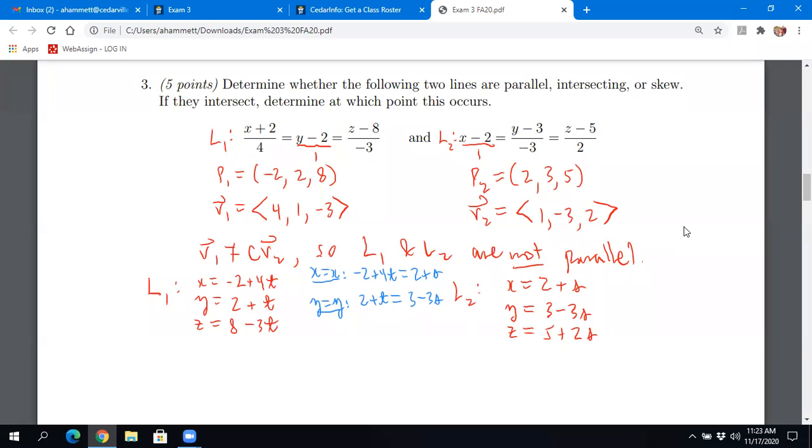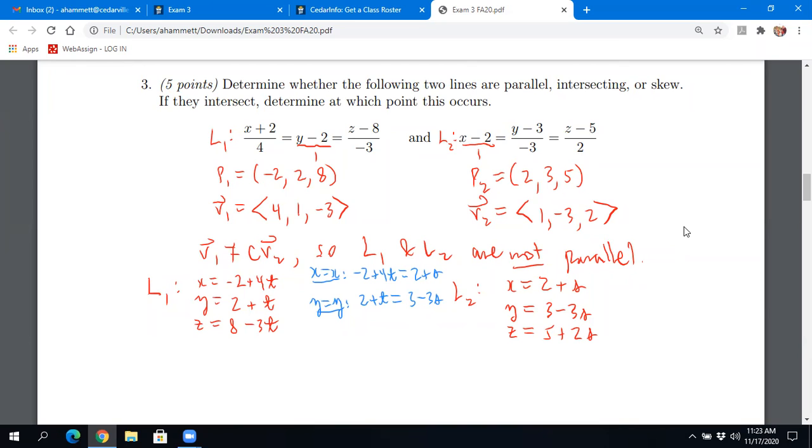To see if there is a point of intersection, I'm going to solve for t and s. And by the way, that will make x and y the same. It will work, okay? But the issue is, does it also make z the same? And if it doesn't, then that means these lines are skew, not intersecting, okay?